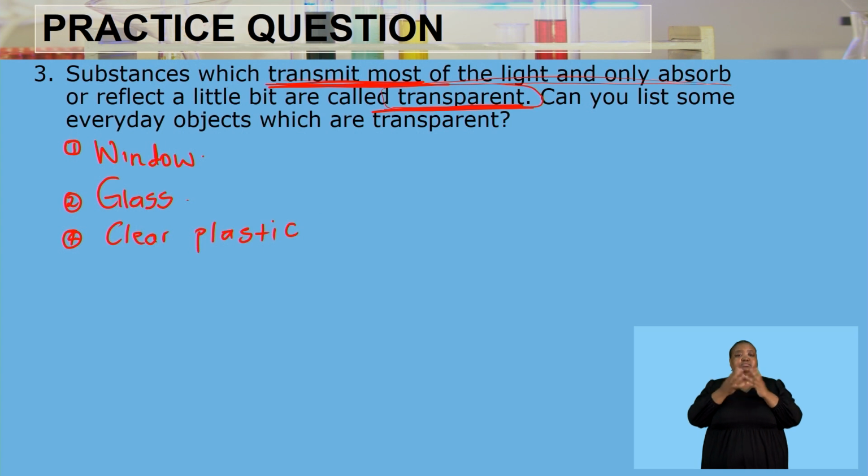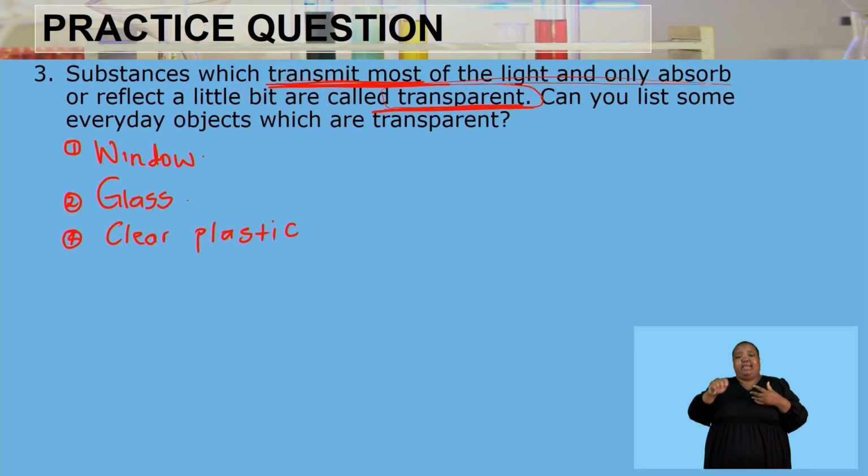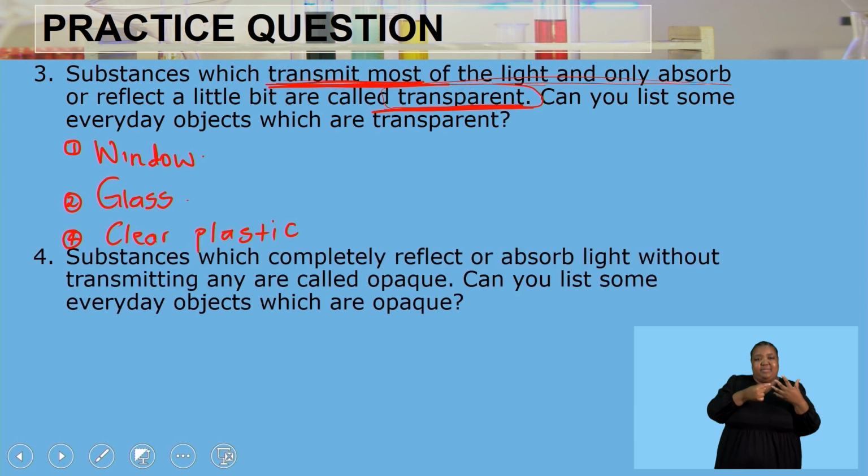Because we can see through these objects, we can see objects on the other side of these materials, so these materials are said to be transparent. If they are transparent, they allow most of the light and only absorb or reflect a little bit of that light. So these objects are said to be transparent.